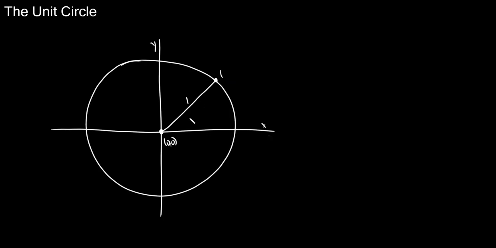Okay? Now, what I can do is I can drop this down and make this a right triangle. Okay, and this angle here, this angle of rotation, I'm going to call it theta. Now, since this is a right triangle, we can use some right triangle trig, right? SOHCAHTOA to find out what this coordinate is.